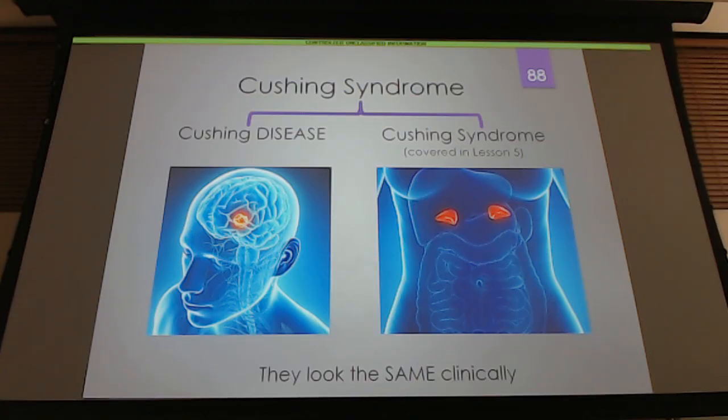So anyway, this just talks about that umbrella. Cushing syndrome is high cortisol. Cushing disease, 90% of the time, is an adenoma in the dome, in the pituitary, and then with Cushing syndrome, the problem is in the adrenals. But clinically, they look exactly the same. So that just tells you we're going to have to use labs and imaging to help get to the diagnosis, okay? Not just physical exam.